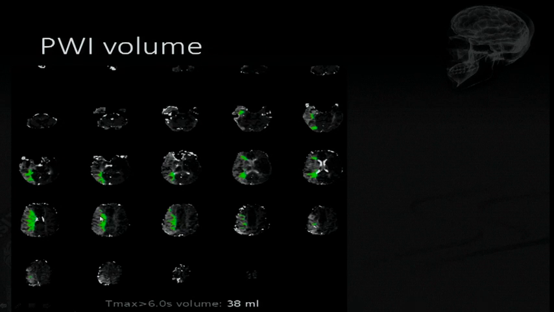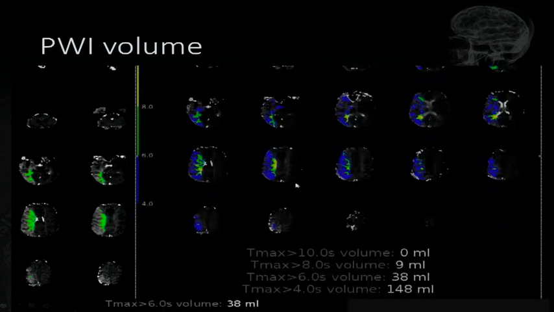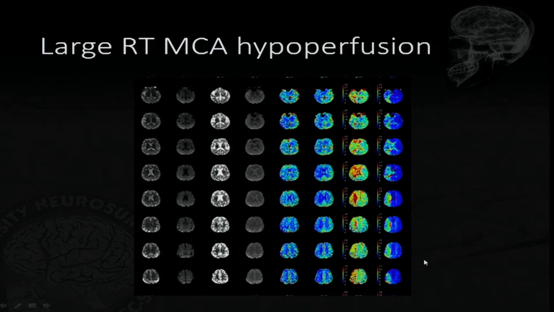So we can see in green the area that is Tmax more than 6, but you get all the volume here. Tmax more than 6 is only 38 cc's, and we can see that this patient has about 110 cc's of Tmax more than 4, which will probably never progress to complete stroke. But 38 cc's are still at risk. So I decided to take this patient to thrombectomy despite being almost 3 days.